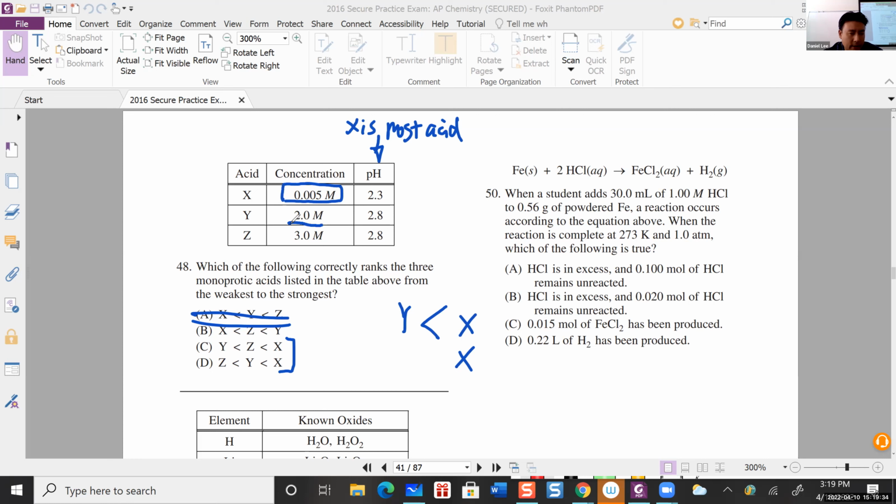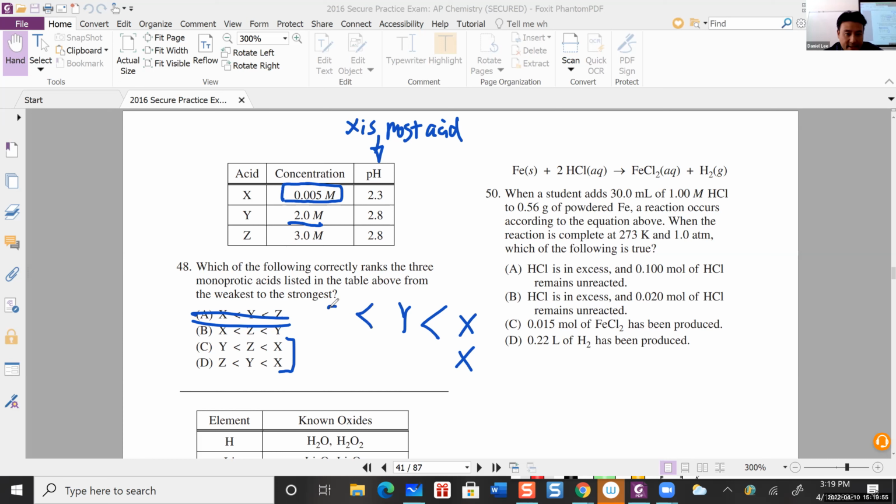Because even though it's 2 molar, it produced the same pH as a 3 molar one. So that means Y is more effective, more efficient, more dissociation. It is better at dissociation. It has less concentration total, but it dissociated more effectively than Z.